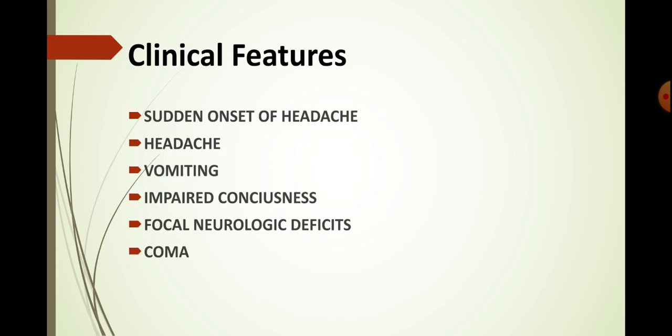Now, the clinical features associated with intracerebral hemorrhage is mainly a sudden onset of severe headache, which is associated with nausea and vomiting, and also impaired consciousness. Now, these three features are almost present in both the hemorrhagic strokes. That is a sudden onset of severe headache associated with nausea and vomiting along with impaired consciousness. The patient can additionally present either with seizures or he can present in coma.